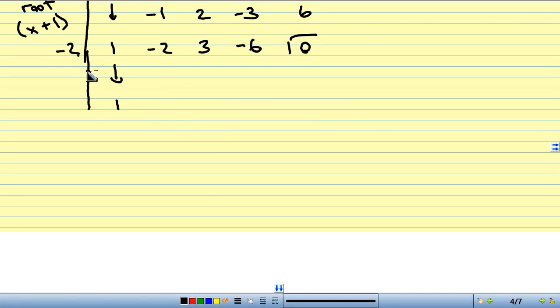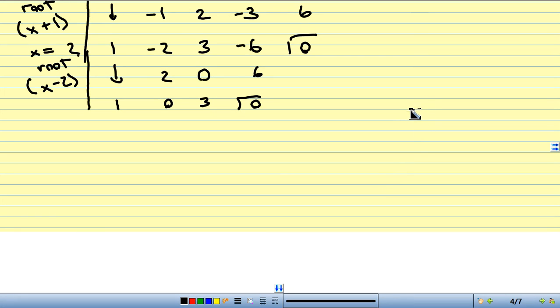So let's try positive 2. So 2 times 1 is positive 2. That gives me 0. Drop down a 3. 2 times 3 is 6. Shazam! Okay, I have a remainder of 0, so x equals 2 is a root, and I can describe this as x minus 2. Okay, so I got 2 more roots.